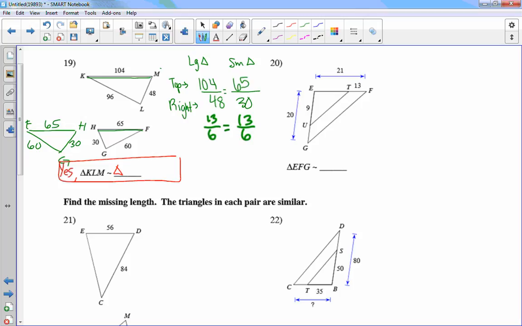What angle corresponds to angle K? F. When we flip it around, you can see that right here. K and F. What angle corresponds to angle O? G. L is down here. And I can put congruent because angles are congruent even if the figures are similar. Okay, and lastly, N. You have to get those in the right order.